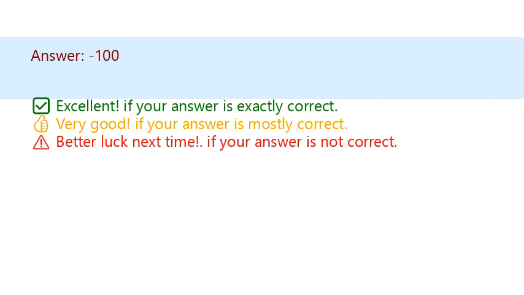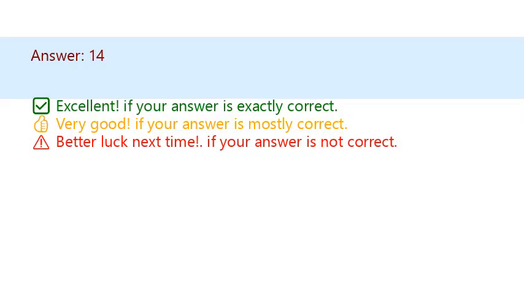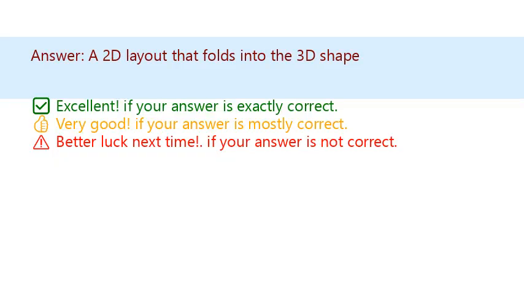Answer: minus 100. Add with emojis. Lollipop lollipop lollipop lollipop lollipop plus lollipop lollipop lollipop lollipop lollipop lollipop lollipop lollipop lollipop. Answer: 14. What is a net of a 3D shape? Answer: a 2D layout that folds into the 3D shape.